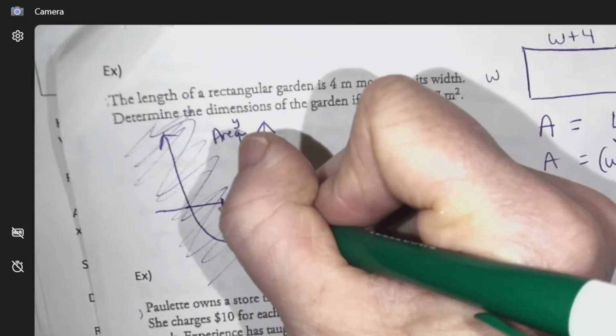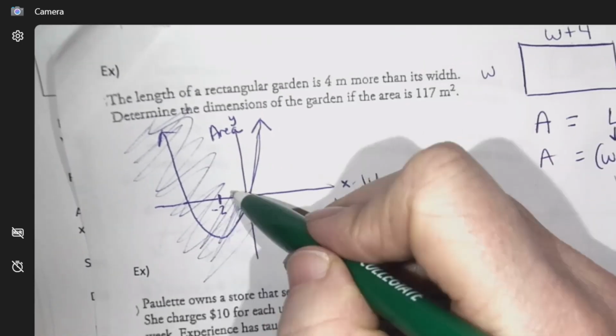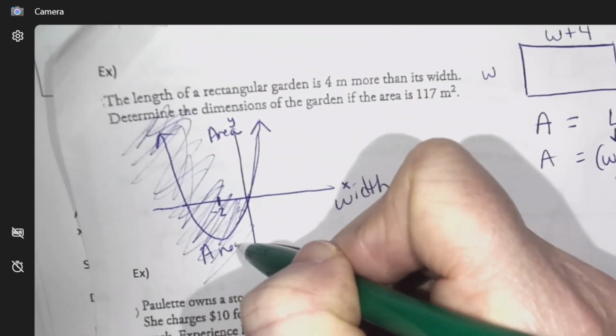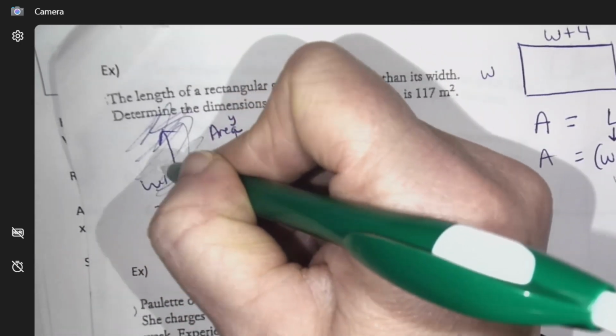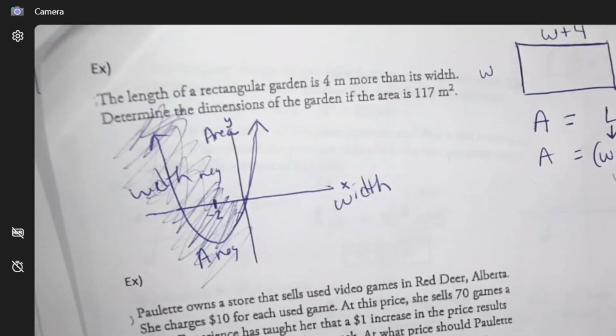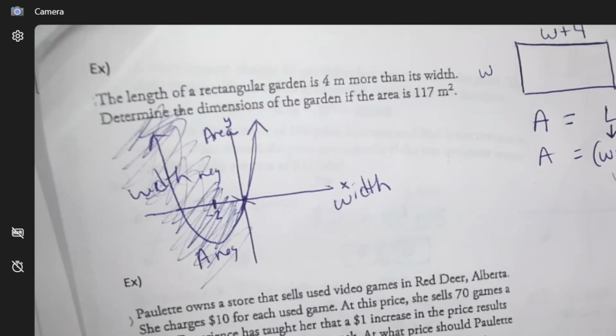Like if this is at -2, what does it mean? The width is -2. Do you like that? No. I can't have a negative width. I also, here the area is negative. All of this, the width is negative, right? That does not work. It also wouldn't work to be right on the 0. Can you have a 0 width? No, you can't do that either.